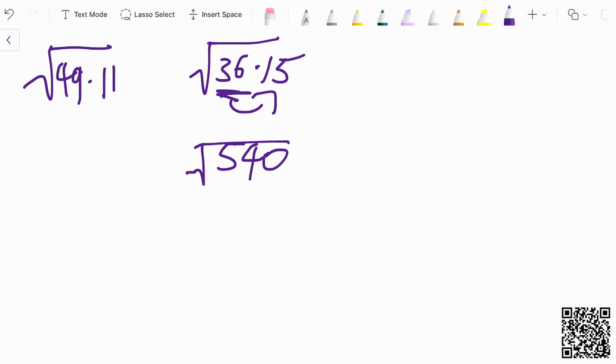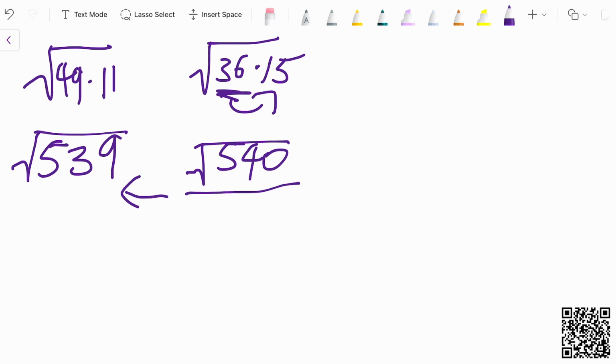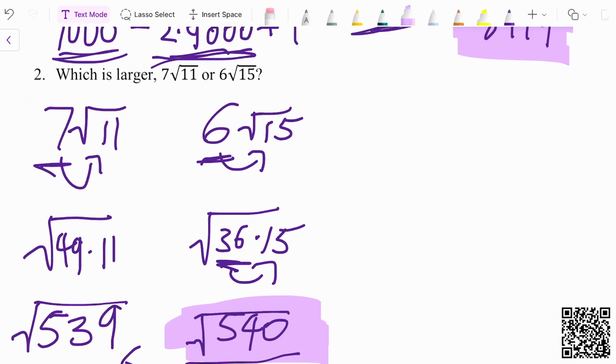And now we look at this one. If 49 times 10 is equivalent to 490, plus 49, so 539. So as you guys can see, this number is just barely larger than this number. So this means that 6 multiplied by the square root of 15 is greater than 7 multiplied by the square root of 11.